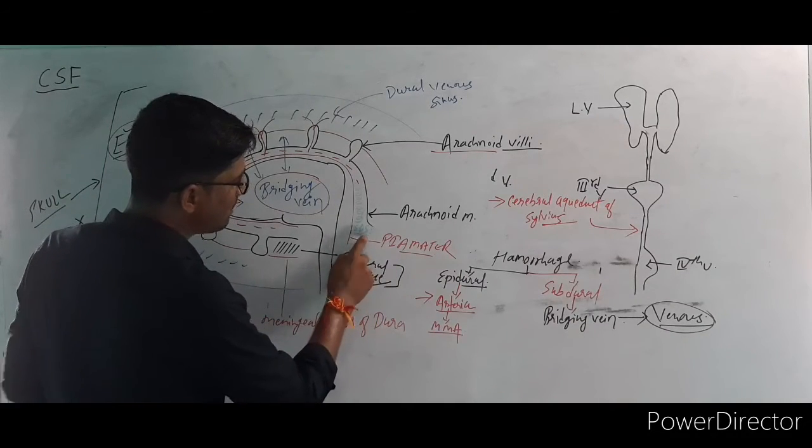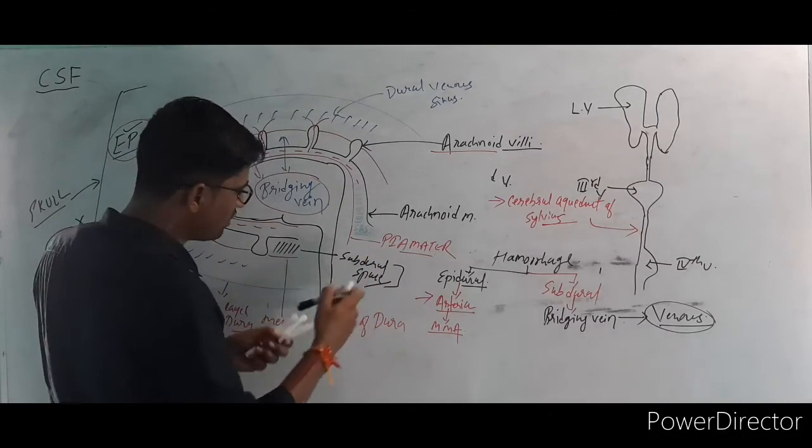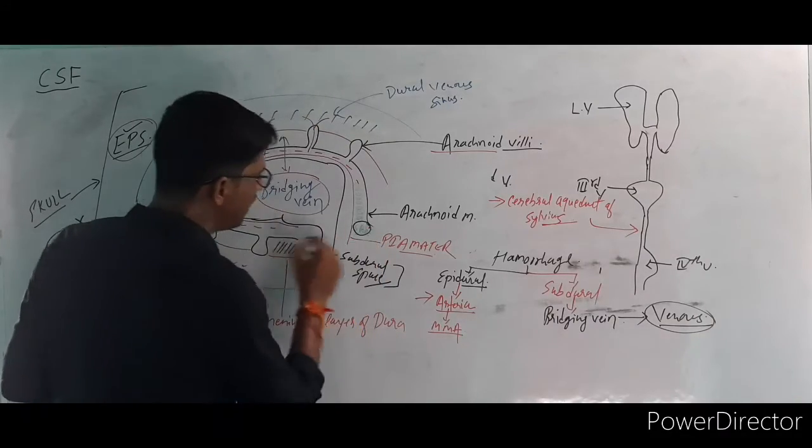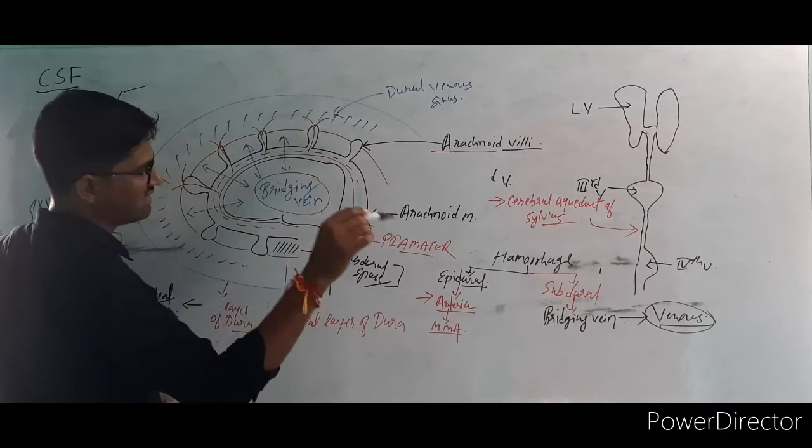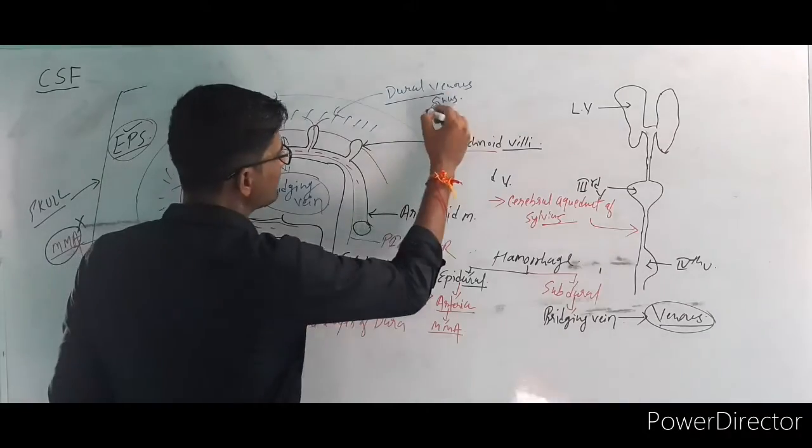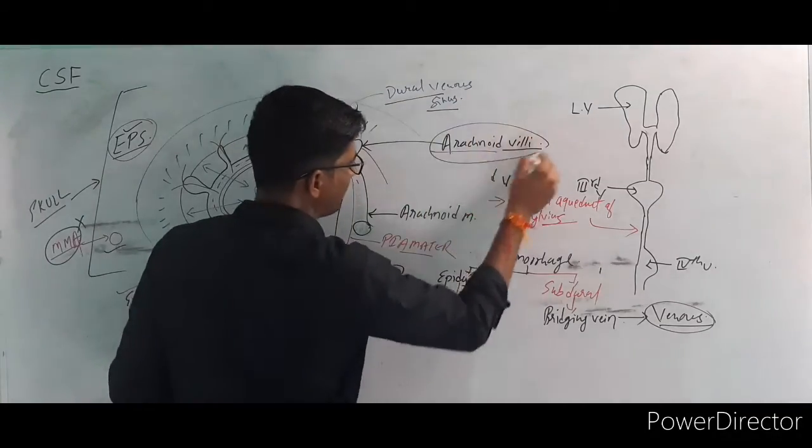Here is the subarachnoid space. From here, CSF will enter into the dural venous sinus through this arachnoid villi.